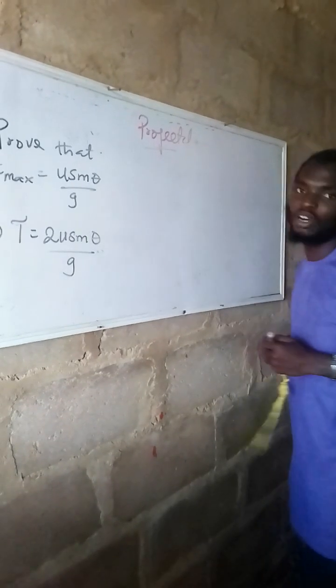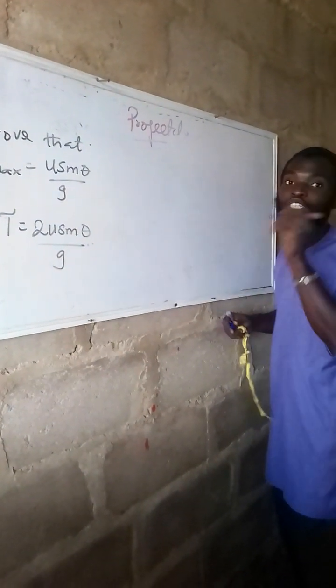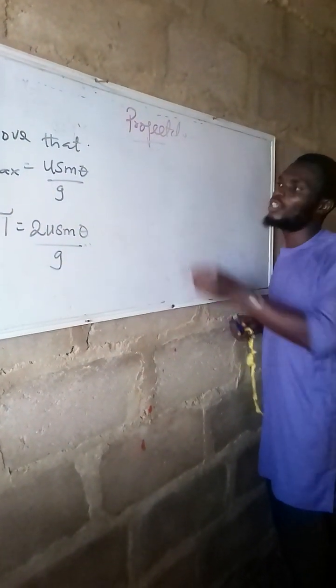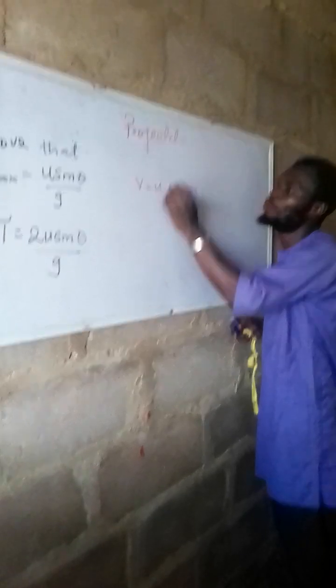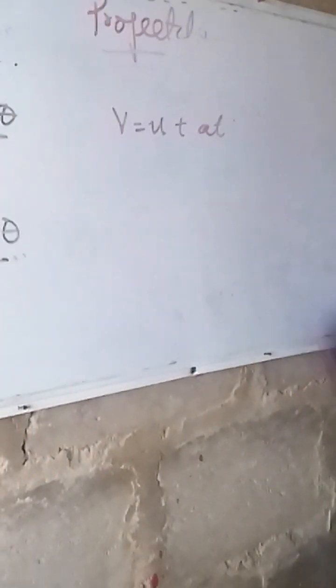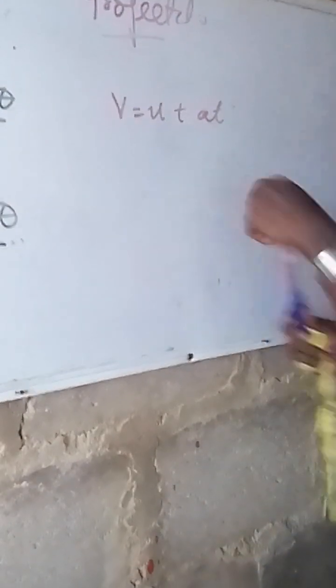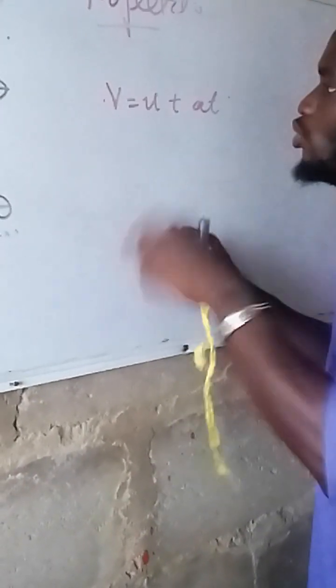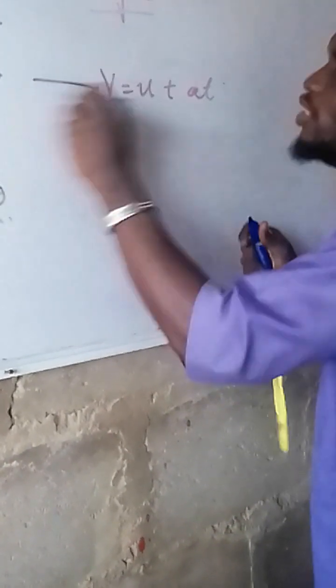We want to prove this now. The first equation of motion, what is that? It is V equals U plus AT. This is the equation of motion. That's what we are going to use to prove this particular T max.